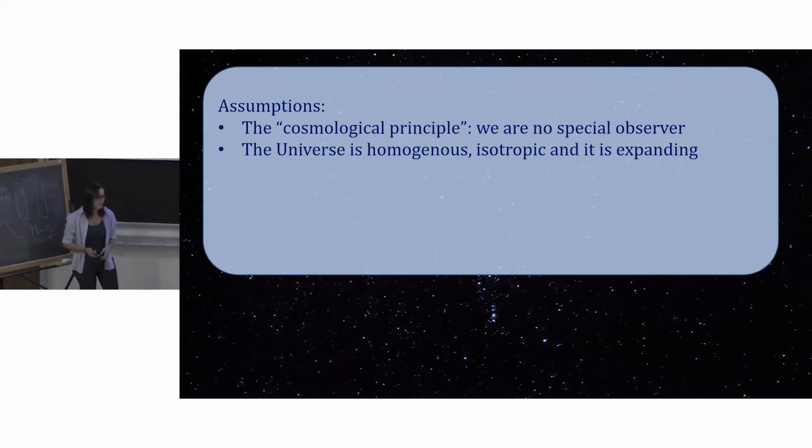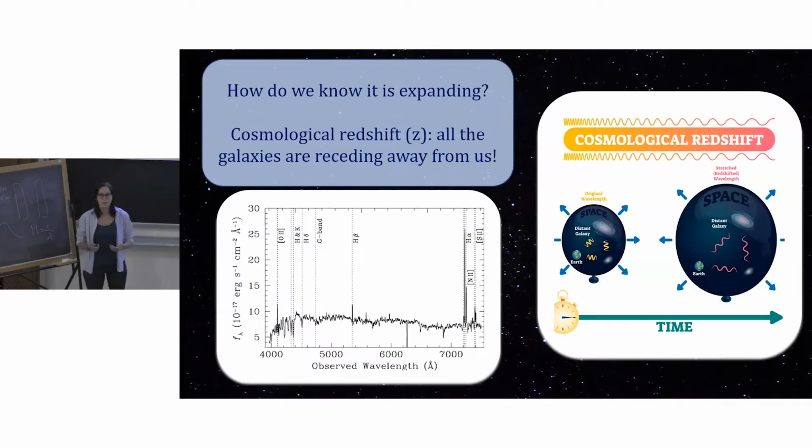The first one is the cosmological principle. So we are an average observer, a random observer in the universe, and any other observer in another part of the universe would come to the same conclusion as us. The second thing is that the universe is homogeneous, isotropic, and it is expanding. We can prove that on large scales it is homogeneous and isotropic. I will now focus a little bit on why we know it is expanding, because it is needed to introduce the concept of redshift, of which you will hear a lot this morning.